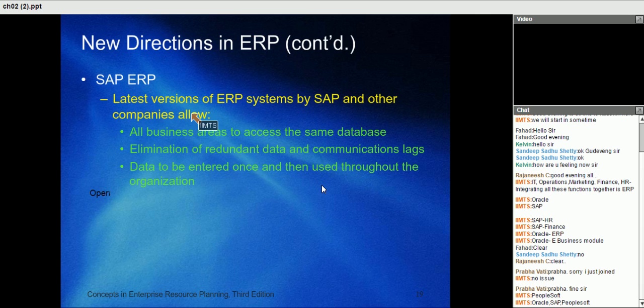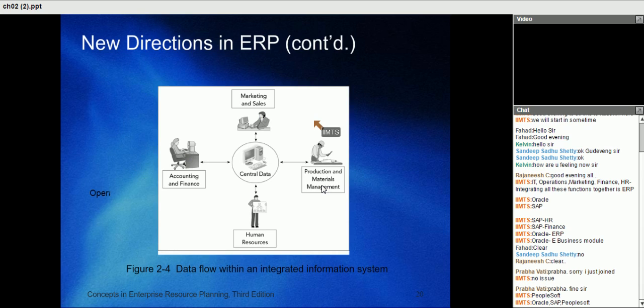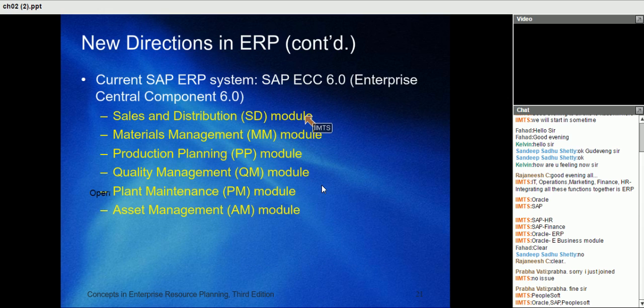So, new directions in ERP. The latest versions of ERP systems by SAP and other companies allow all business areas to access the same database. This means elimination of redundant data and communication lags, and data is entered once and then used throughout the organization. The new directions in ERP cover marketing and sales, production and material management, human resources, and accounting and finance.